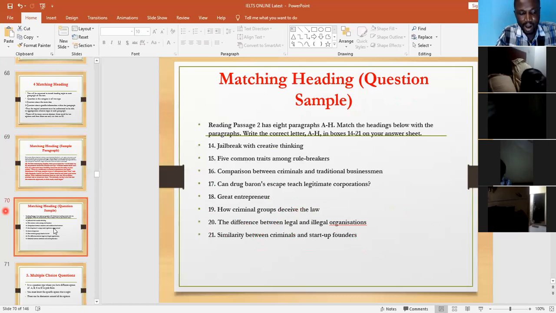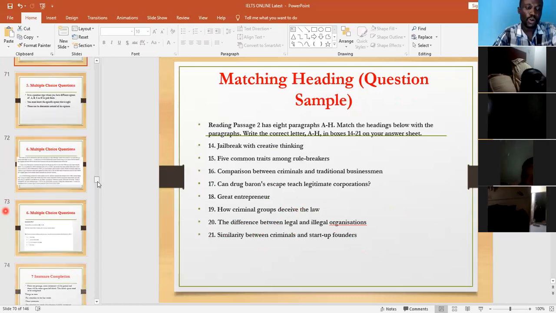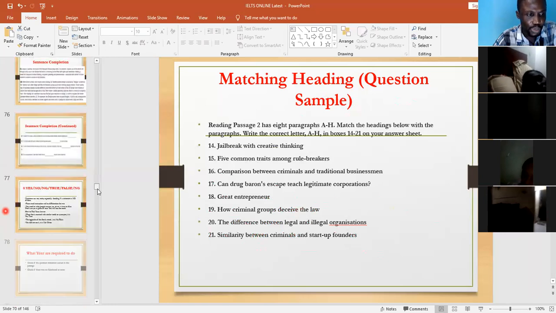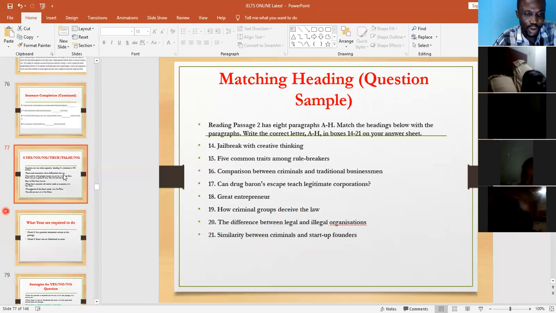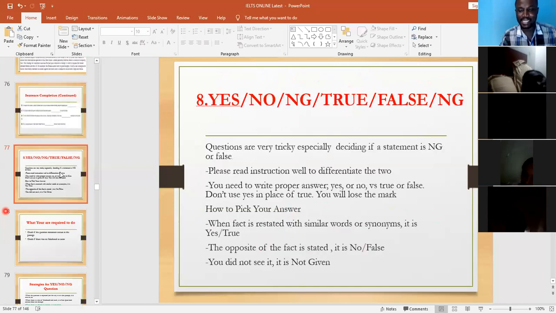Now I want to go to true, false, not given, or yes, no, not given. So I will race through my slide again before. Okay, you can see according to my slide that is the 8th question sample. Yes, no, not given, true, false, not given. I've highlighted here that this question sometimes could be a bit tricky because deciding between not given and falsehood sometimes could be technical. But nevertheless, I'm just going to give some open instruction first about it.